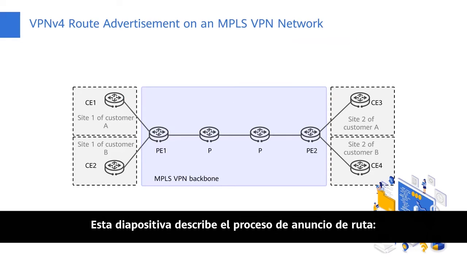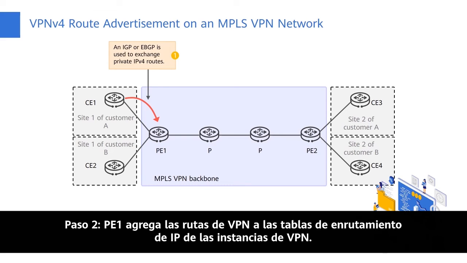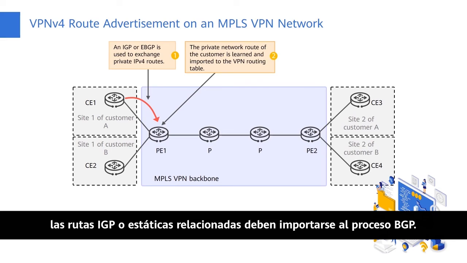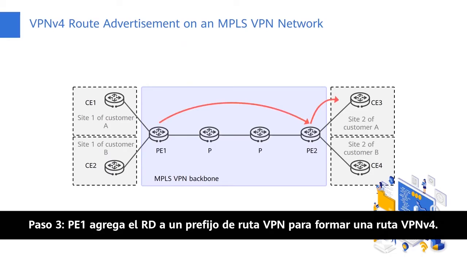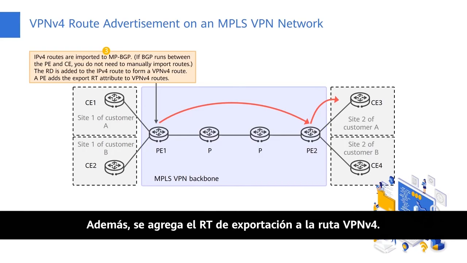This slide describes the route advertisement process. Step 1. Each CE advertises a private IPv4 route to PE1. Step 2. PE1 adds the VPN routes to the IP routing tables of the VPN instances. If an IGP or static route is used between the PEs and CEs, related IGP or static routes must be imported into the BGP process. Step 3. PE1 adds the RD to a VPN route prefix to form a VPN v4 route. In addition, the export RT is added to the VPN v4 route.